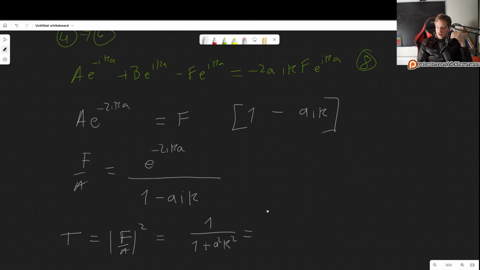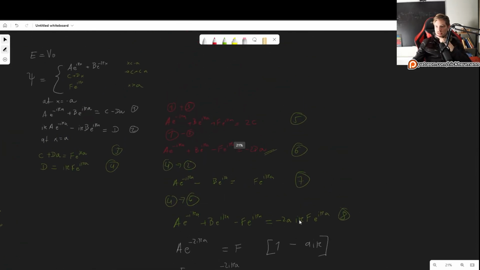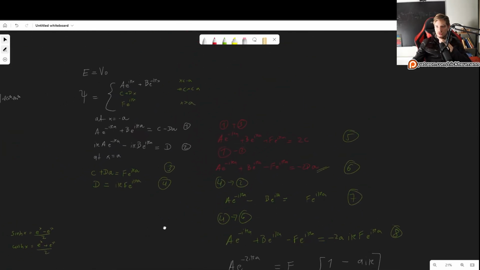So finally, what we can do is plug in the value of k. So we know that k squared, as we saw before, is 2mE divided by h bar squared. So there we go. This is the transmission coefficient. Or if you want to write it in terms of T to the minus 1, it's simply 1 plus 2mE a squared over h bar squared. So this case was quite a bit faster and easier than the previous one.